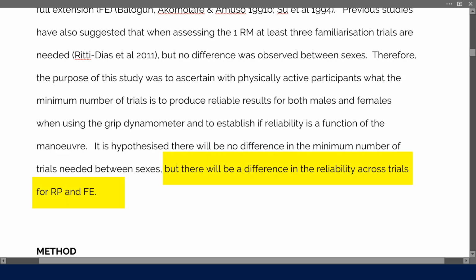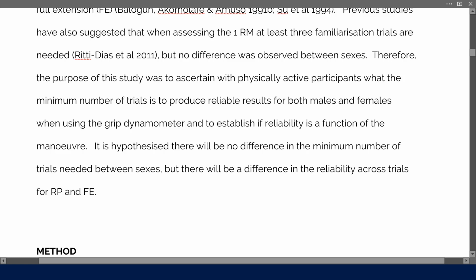But there will be a difference in the reliability across trials for these two conditions. So what it's done is it's separated them out. We've got two stated hypotheses. Hypothesis 1, no difference in the minimum number of trials needed between sexes. So in other words, we're stating that there will be no change. And in the other one, that there will be a difference in reliability. But notice, particularly in the second one, whereas in the first one we're stating there will be no difference, in the second hypothesis we're not stating which way the direction of the difference will go.